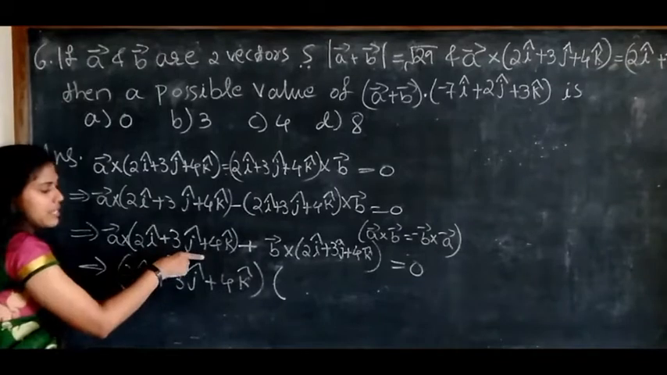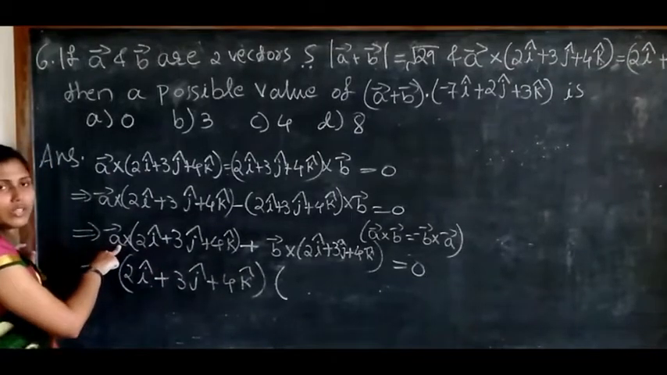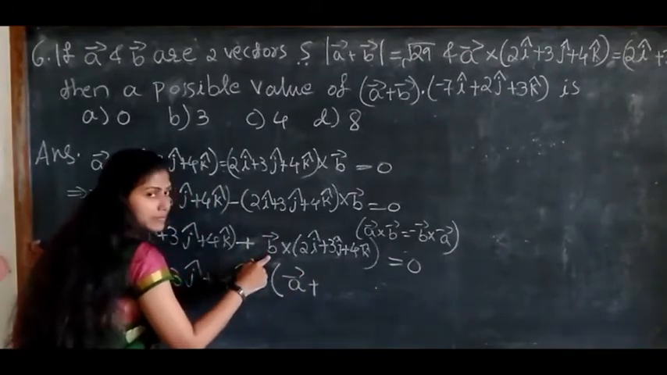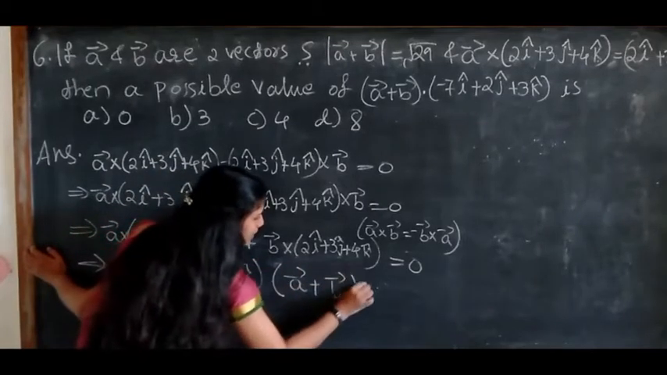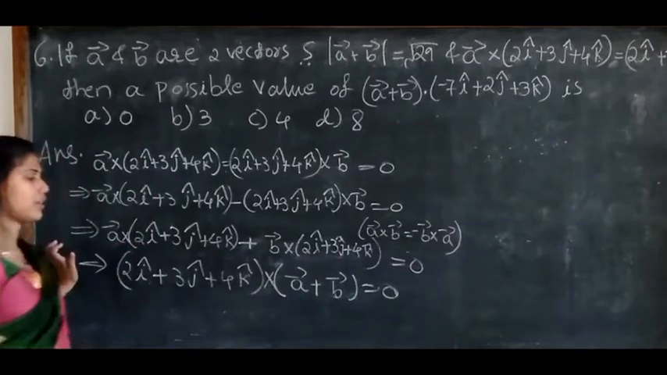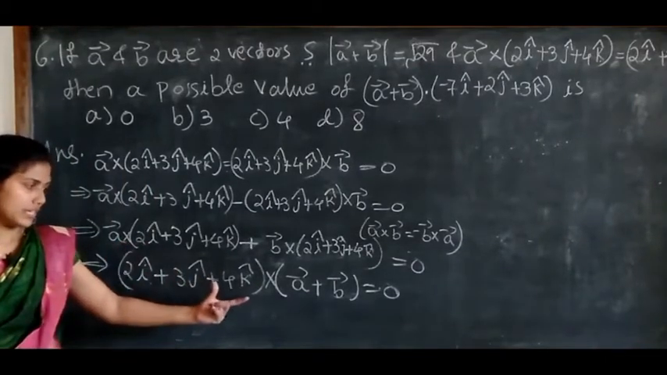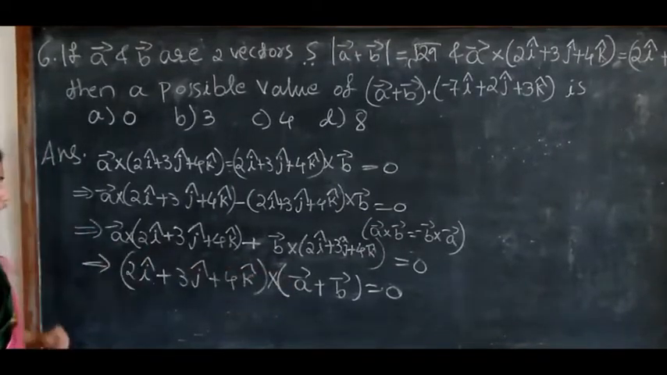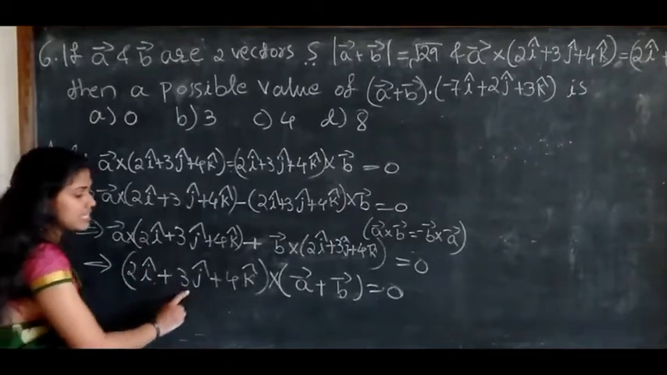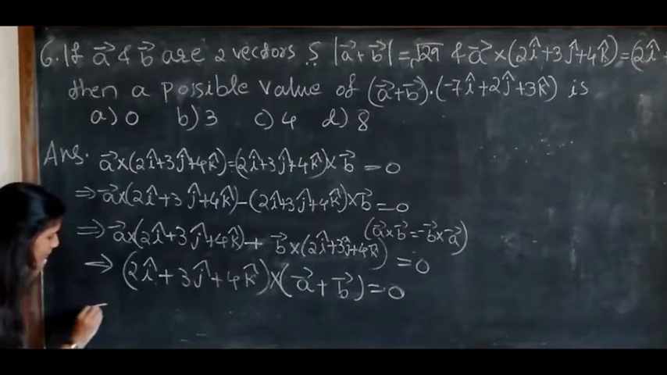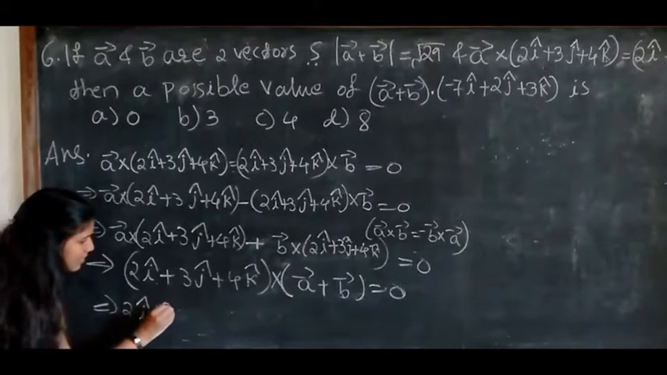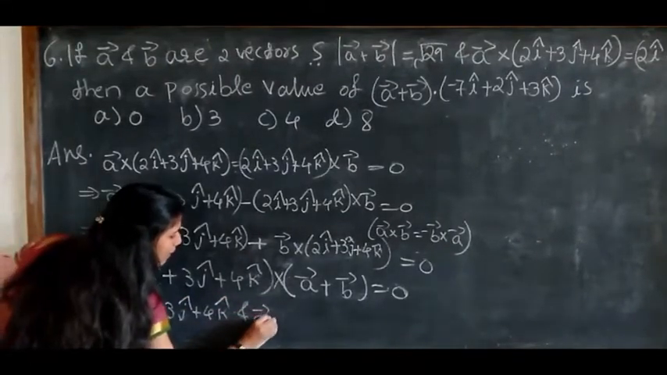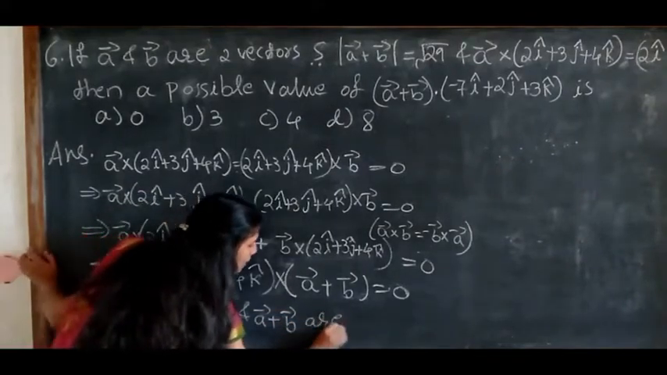cross, and if we take this term outside, there will be vector A. Then vector A plus, in this term the remaining part is vector B, equal to 0. We know that the cross product of two vectors is equal to 0 if and only if they are parallel. So by that result we can say that these two vectors are parallel, which implies 2i cap plus 3j cap plus 4k cap and vector A plus vector B are parallel.